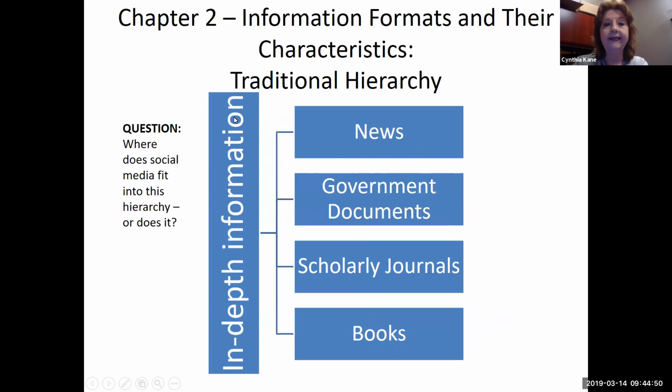You can see that the hierarchy works in terms of in-depth information not being that much in terms of news, but then the analysis of that information gets much more in-depth until you start looking at books or scholarly monographs. Again, I want you to consider this question. Where does social media fit into this hierarchy, or indeed does it?